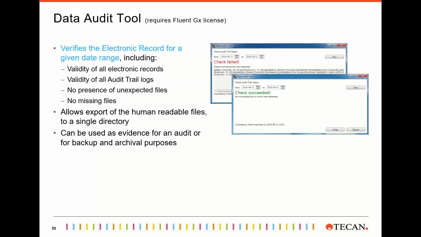Then there are some more tools, like the data audit tool. This actually requires you to have a Fluent GX license. And this one is very useful if you work in highly regulated environments, and it can verify the electronic record status for a given time range. It checks if all the records that should be there are there, if they are valid, if they have not been modified, if there are no extra files suddenly appearing, if there are no files missing, and it can create a report about that as well.